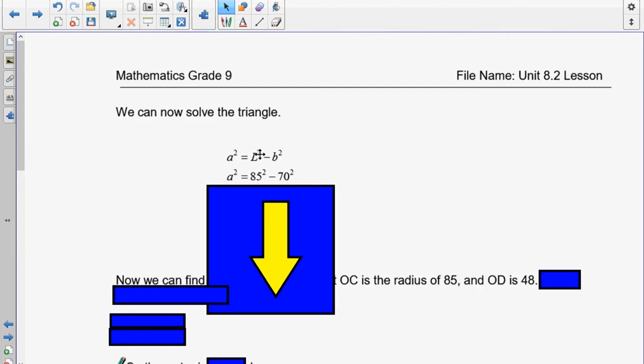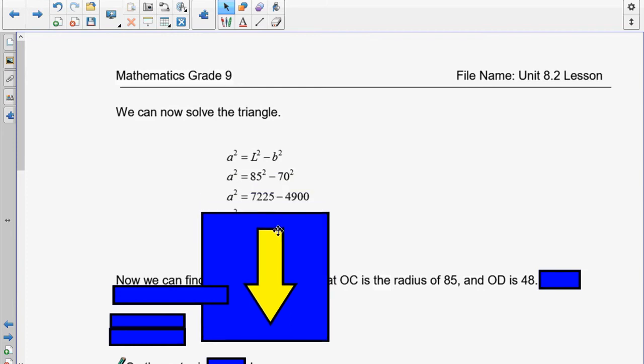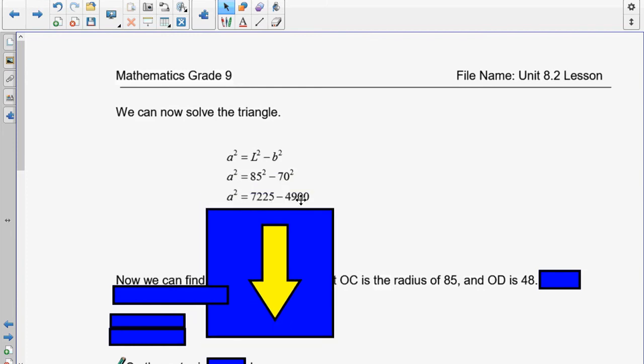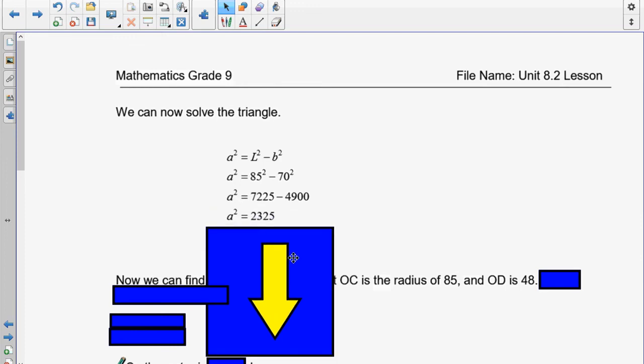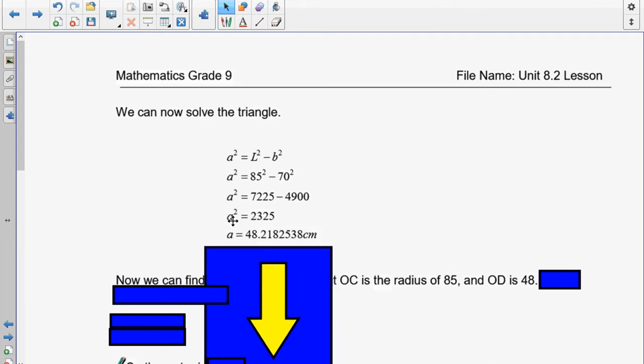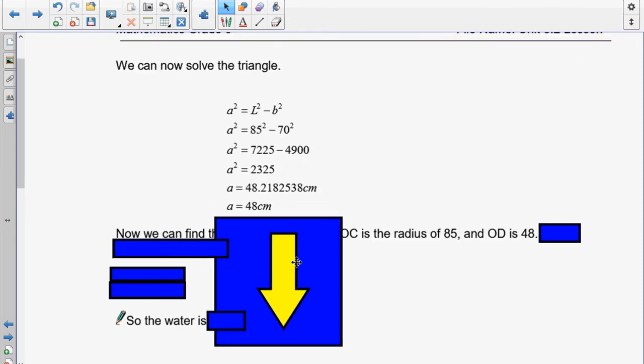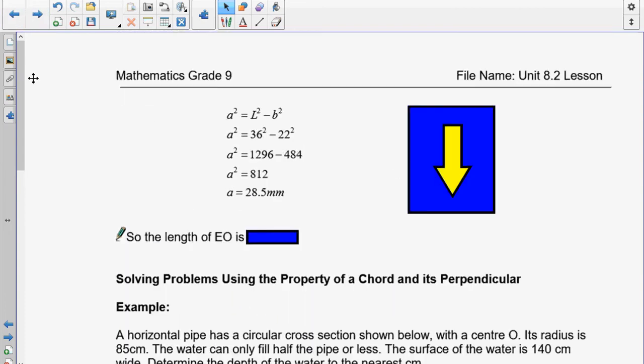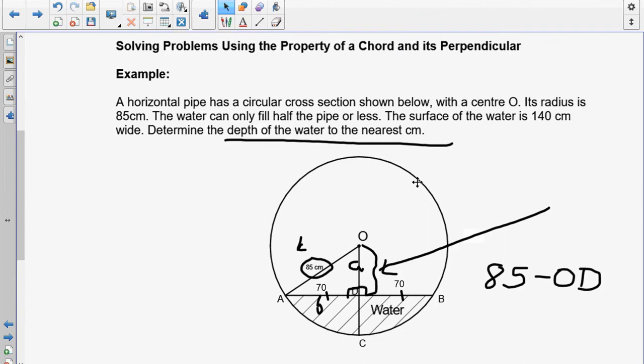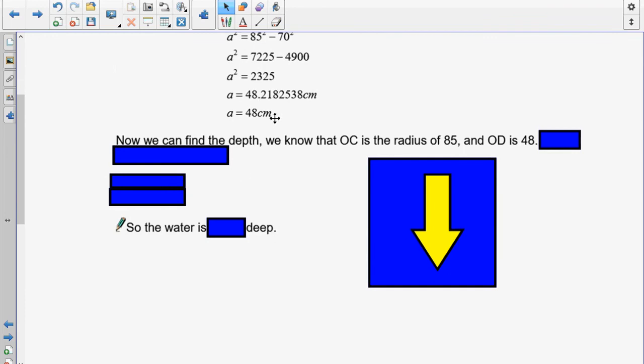So moving over here, here's my formula and here's my substitution. 85 squared, that's my hypotenuse, and there is the length B. So this is 7,225, take away 4,900. That gives you 2,325. And of course, the square root of A squared is A, and the square root of 2,325 is 48.218. Now I can round it off, because the instructions say to round it off to the nearest centimeter. You have to read very carefully here. So now I have 48 centimeters.